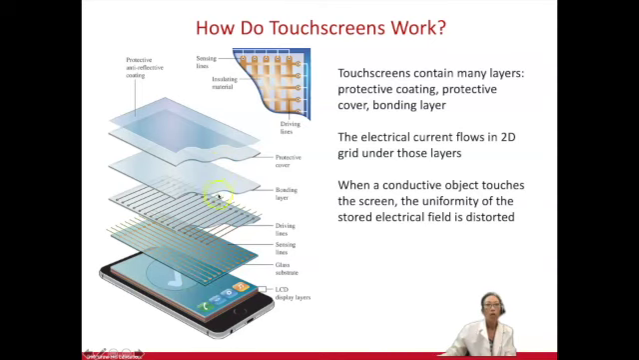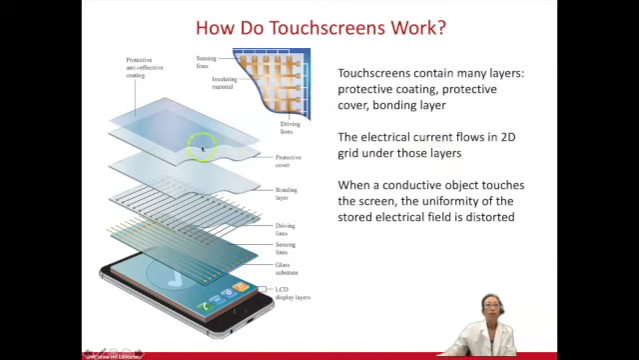Okay, so a couple layers just below that, you can see there's a protective cover, a bonding layer. A couple layers below, though, are these lines. You can see horizontal and vertical. These are driving lines and sensing lines, and they are metal that have an electrical current flowing through them. Now, how do they have the electrical current flowing? Because these lines are made out of metal.